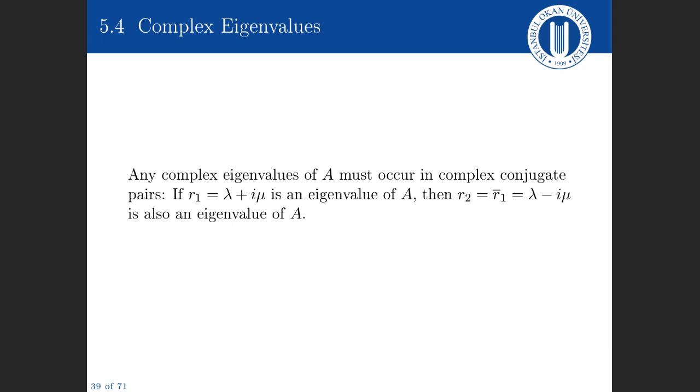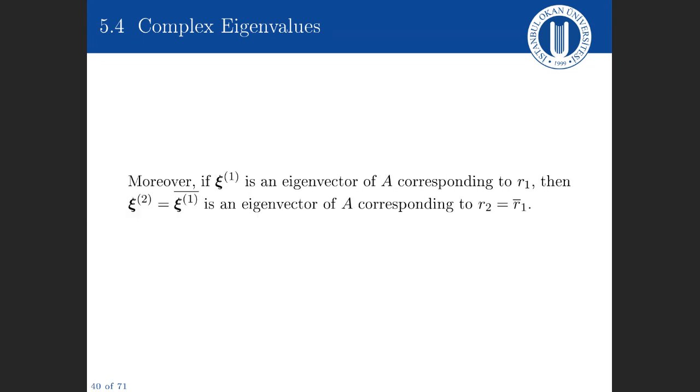Now, any complex eigenvalues of A must occur in complex conjugate pairs. In other words, if lambda plus i mu is an eigenvalue of A, then its complex conjugate, lambda minus i mu, is also an eigenvalue of A. Something else we know from linear algebra is that if xi1 is an eigenvector corresponding to R1, then its complex conjugate is an eigenvector corresponding to R2.